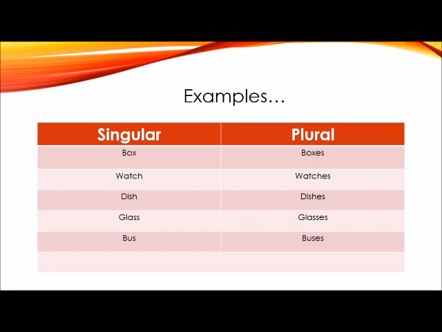The word box ends in X. We add ES at the end of the singular noun box to make it plural. Boxes. Watch ends in CH. We will add ES at the end of the word watch to make it plural. Watches. Dish ends in SH. By adding ES at the end of the singular word dish, it becomes dishes. Glass, glasses. Bus ends in S. So we will add ES to make it buses.